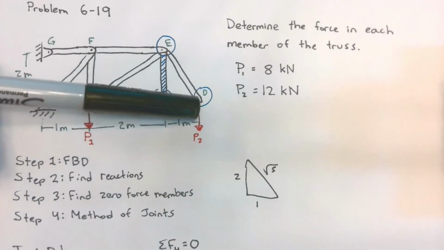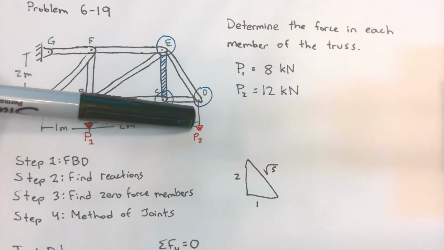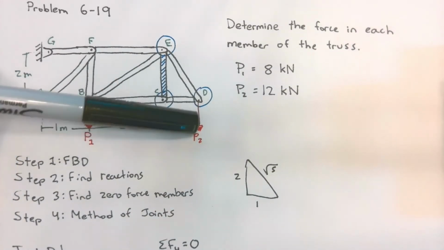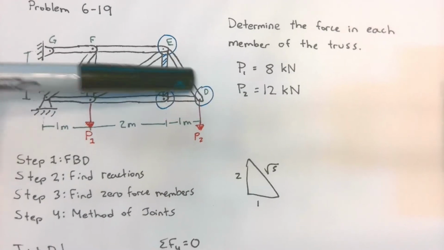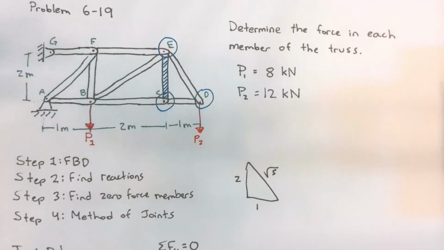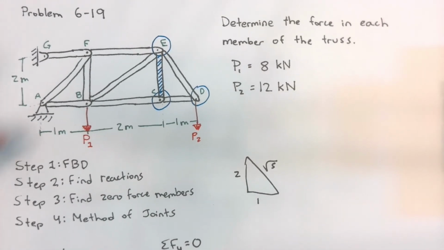So we chose joint D because we have an external force in the y direction and only one component in the y direction, so we could solve for it quickly. So we wouldn't have more than one unknown. Okay? All right. So we solved for joints D and C. Now we can solve for joint E.